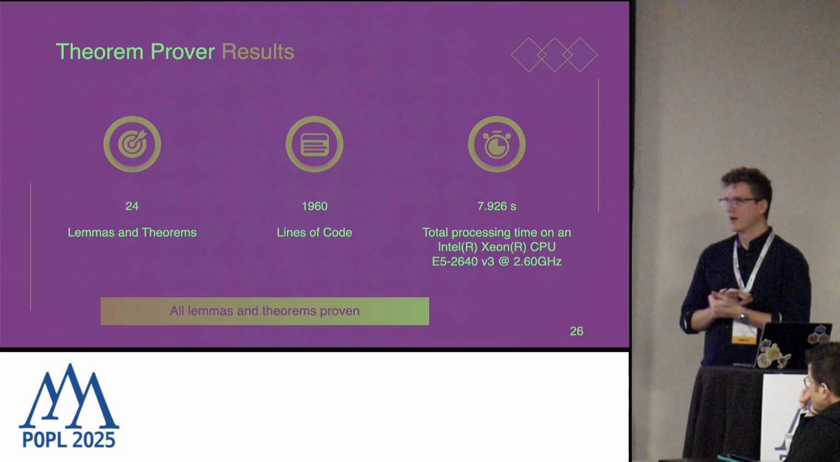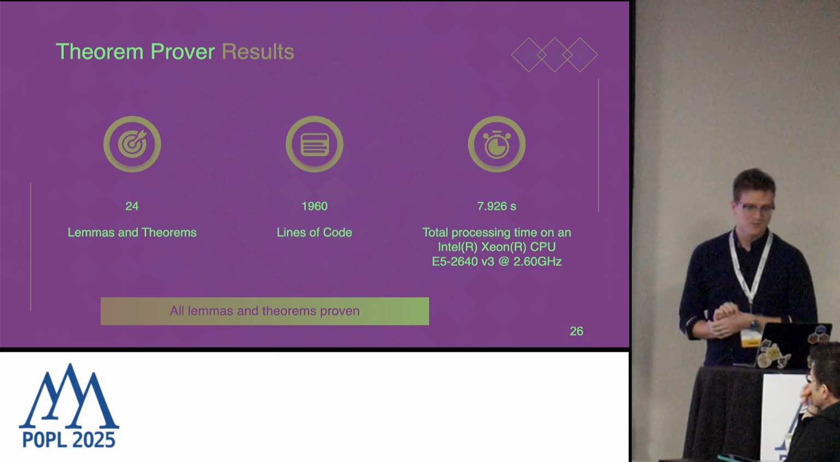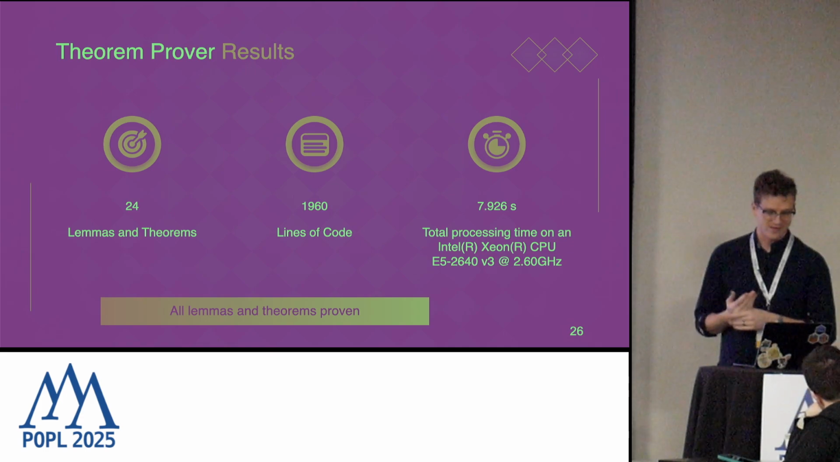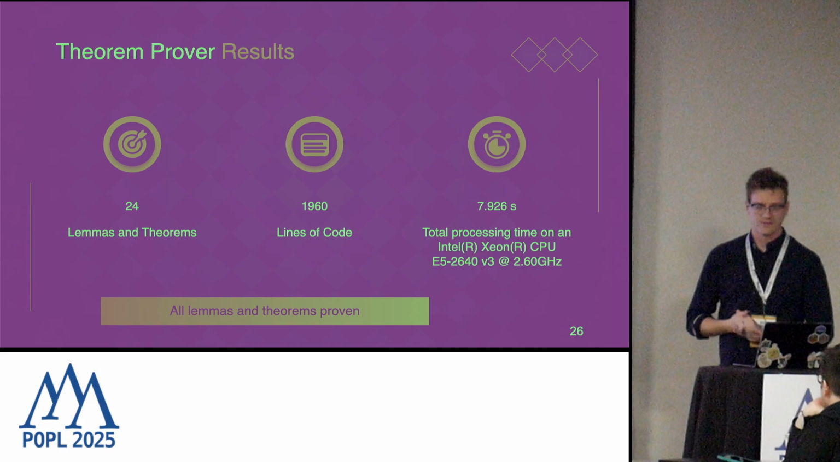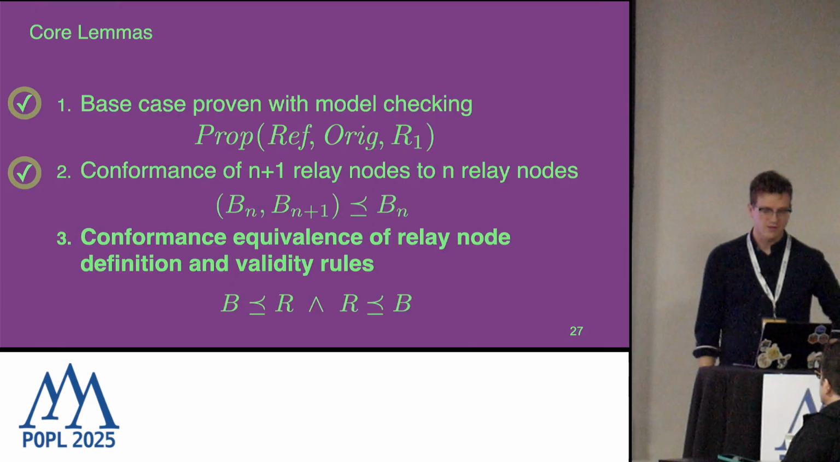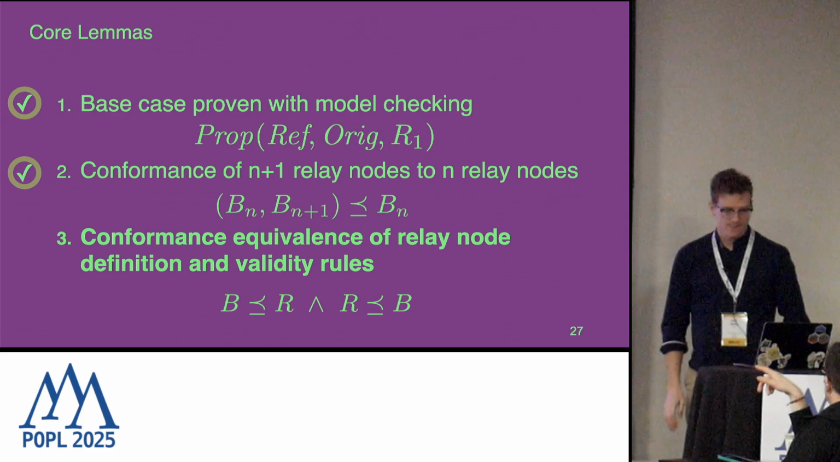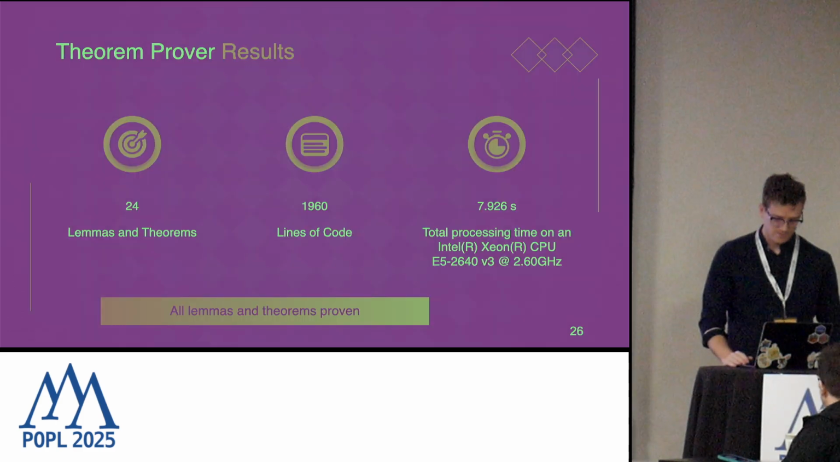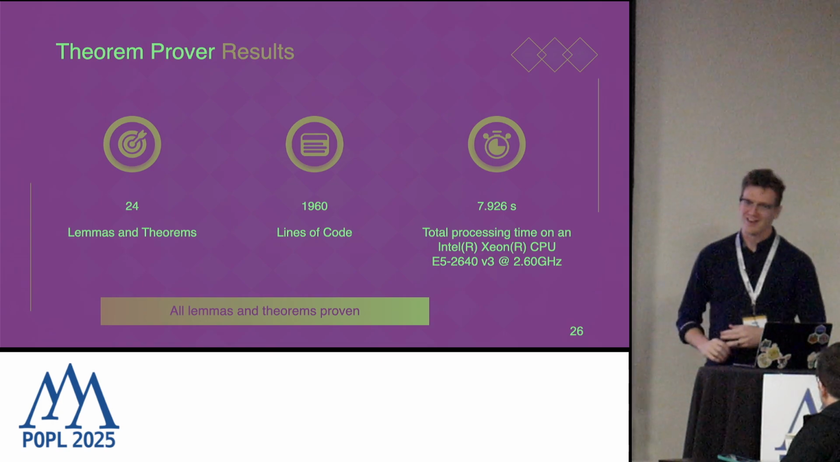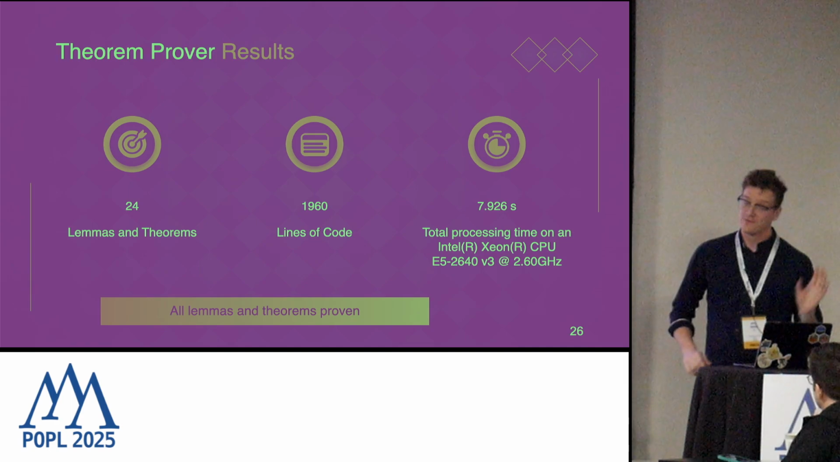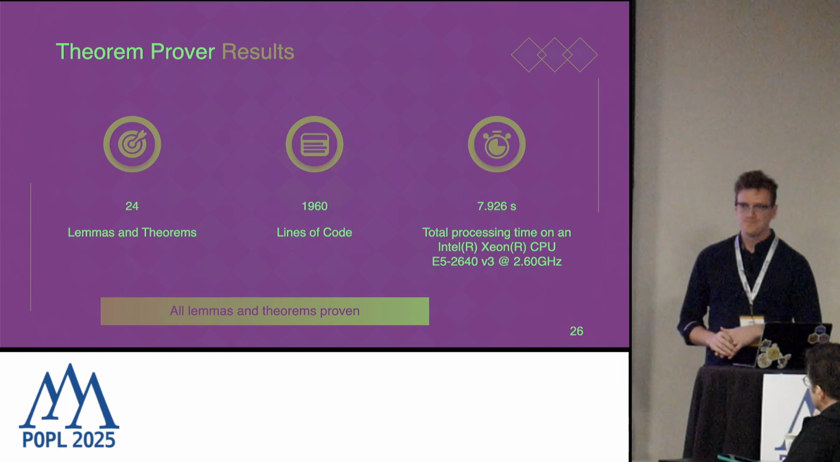So our theorem prover, it's not a pretty proof, but it is machine checked. It's 24 lemmas and theorems. It's almost 2,000 lines of code, and it takes about 8 seconds for that proof script to verify. So, one more time: how long did it take you to write it? That's a very long time. We're talking months, probably 9+ months to write it. So it's very difficult. It's manual effort for sure.